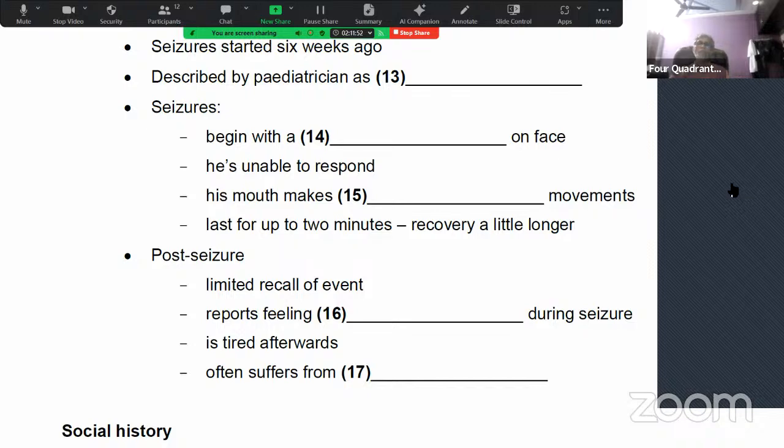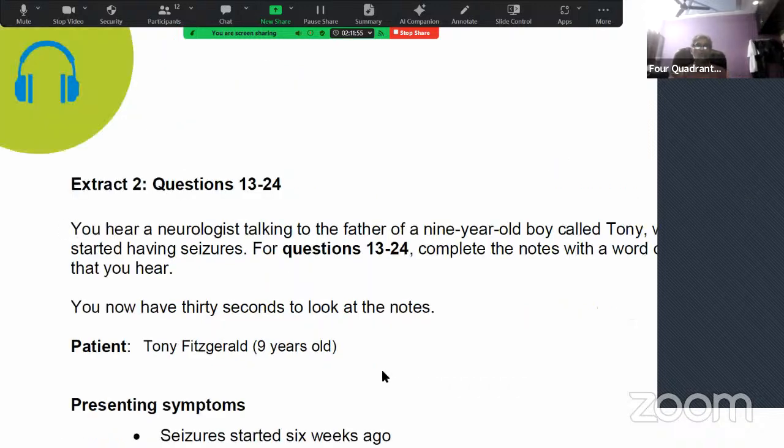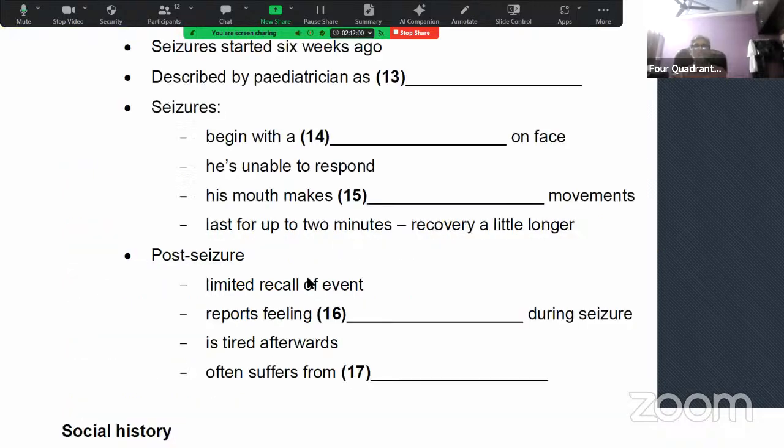Epilepsy. Okay. So seizures started 6 weeks ago. Tony Fitzgerald, yeah, having seizures. Febrile. Priscilla, F should be small letter. Write down its small letter. Fast, fast, fast. Okay. Fits. Febrile. Epilepsy. Come on. Don't be lazy.